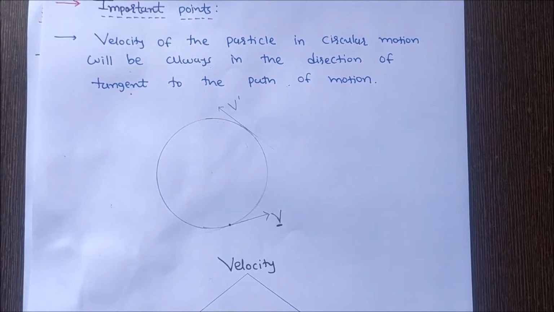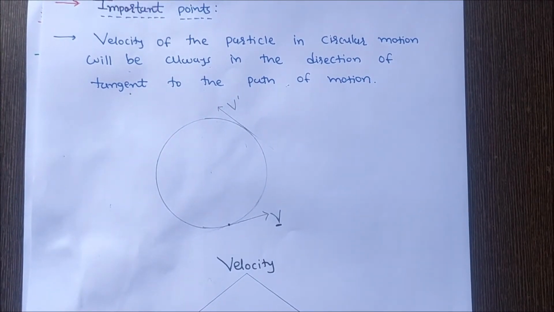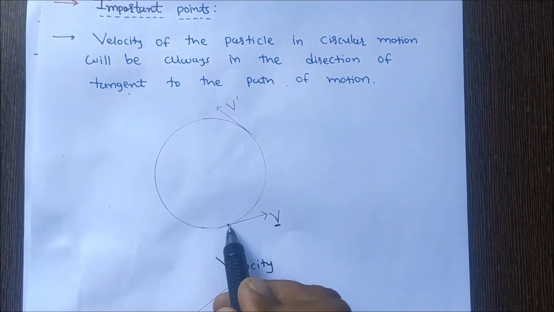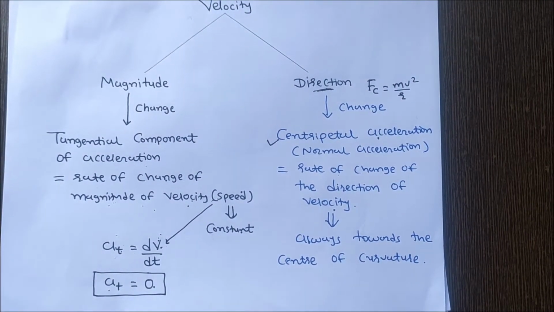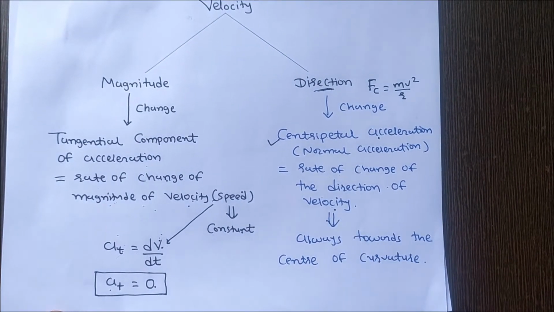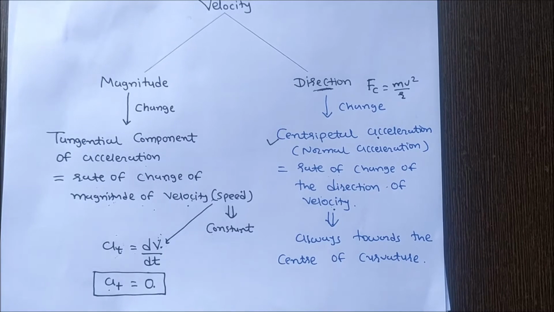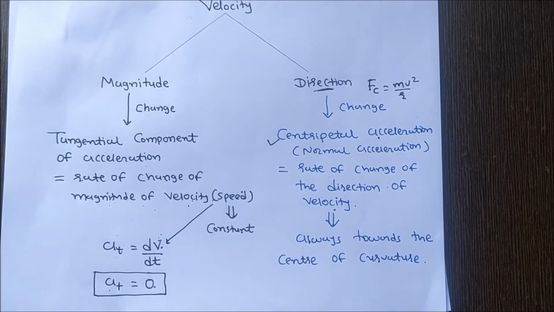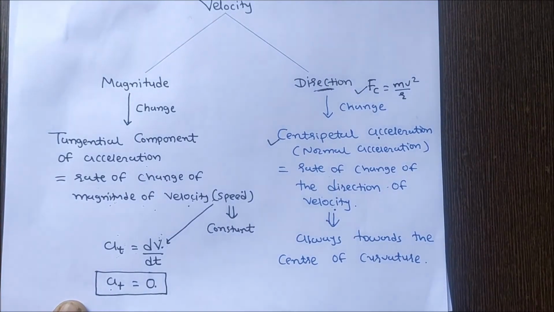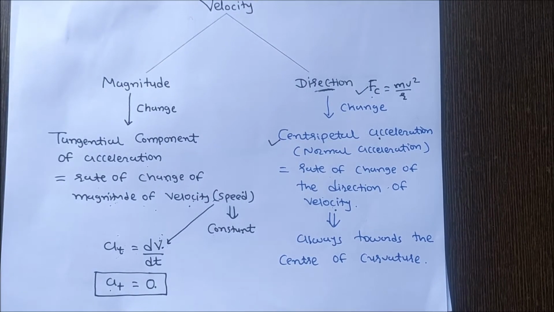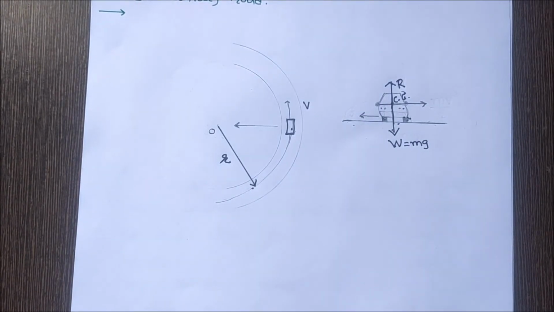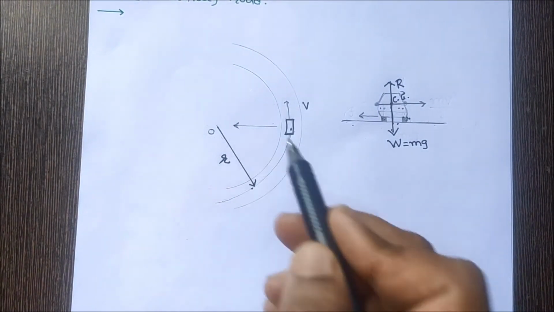Again I repeat, velocity of the particle in circular motion will always be in the direction of tangent to the path of motion. So in circular motion, velocity is continuously changing, and then there is always centripetal acceleration, because centripetal acceleration is nothing but rate of change of the direction of velocity, and it acts always towards the center of curvature. So if there is a centripetal acceleration, then there is a centripetal force. Its value is mv square by r, always acting towards the center of curvature.